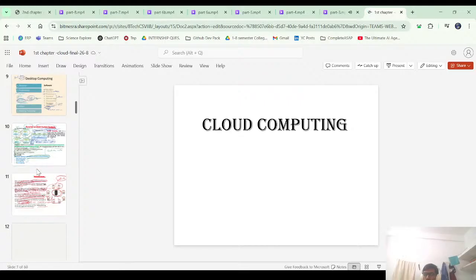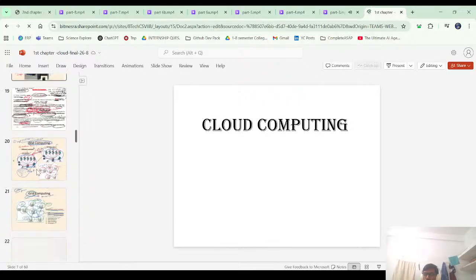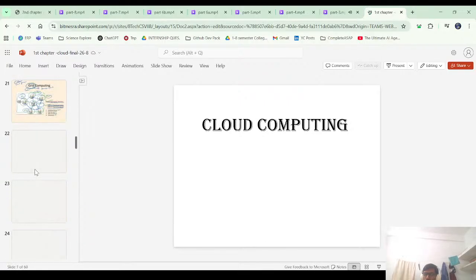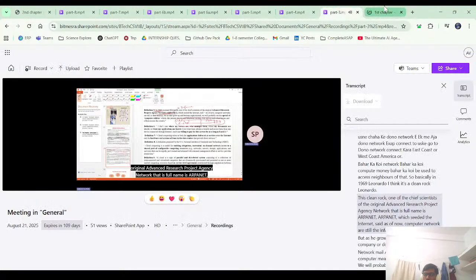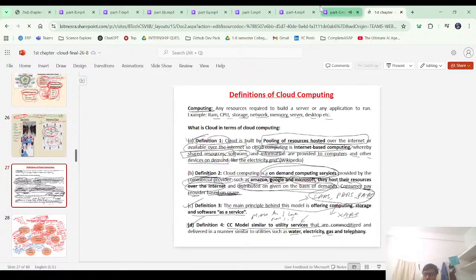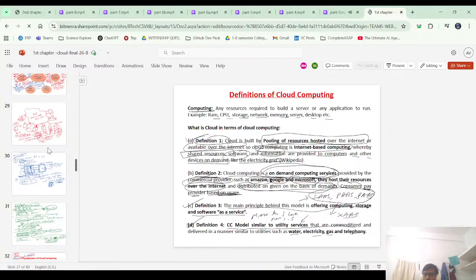तो बेसिकली यहाँ पे क्या लिखा है कि in 1969 Leonard Kleinrock, I think it's Kleinrock. Leonard Kleinrock, one of the chief scientists of the original Advanced Research Projects Agency network, that is full name of ARPANET, which seeded the internet, said as of now, computer networks are still in their infancy.